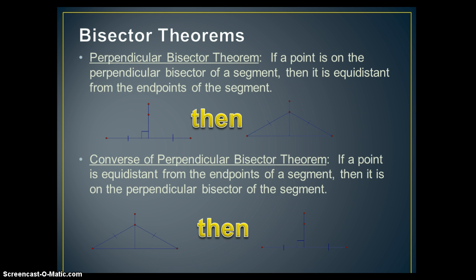Couple theorems we need to know. Perpendicular bisector theorem says if a point is on the perpendicular bisector of a segment, it is equidistant from the endpoints. So I have a point on the perpendicular bisector, so I know that point is the same distance from the endpoints of the segment. The converse is also true. That says if a point is equidistant from the endpoints, it is on the perpendicular bisector. So we know that this point is on the perpendicular bisector.